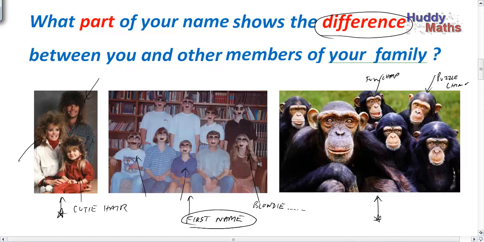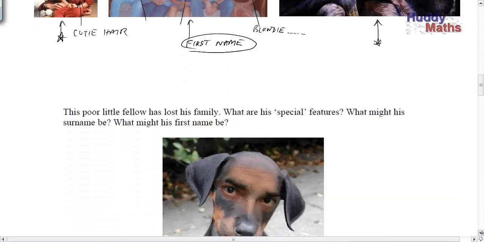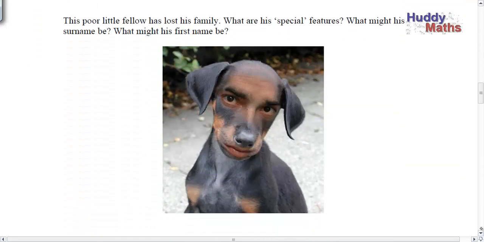So have a look at this one. Oh, this poor little fellow's lost his family. Here it is, got it written up here. He's lost his family. What are his special features? What might his surname be? What might his first name be? Oh, okay, I don't know.